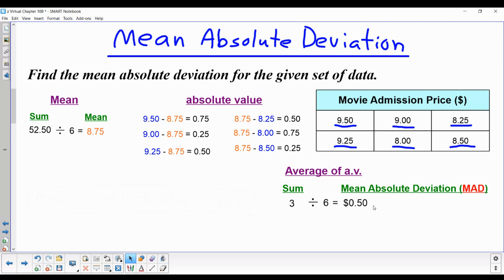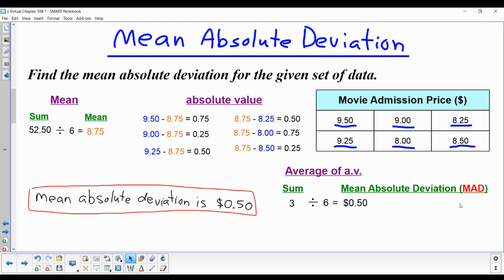The average distance from each of these pieces of data to the mean was 50 cents. So you'd write your answer, the mean absolute deviation, also known as the MAD, is 50 cents, because that is the average distance each piece of data is from the mean.